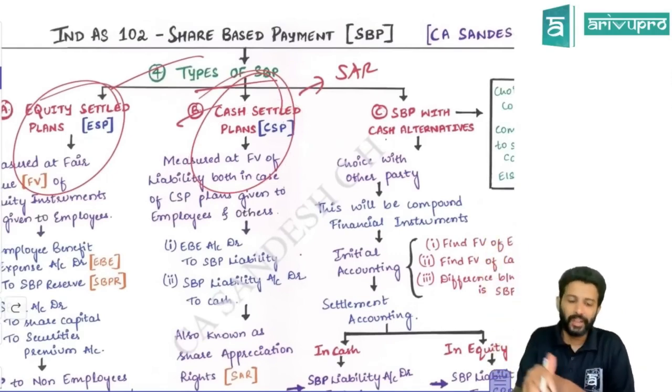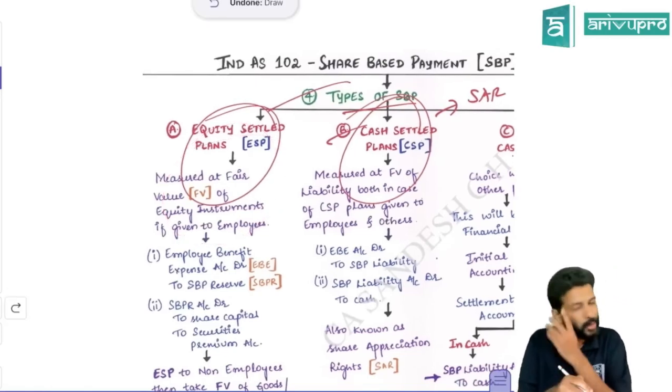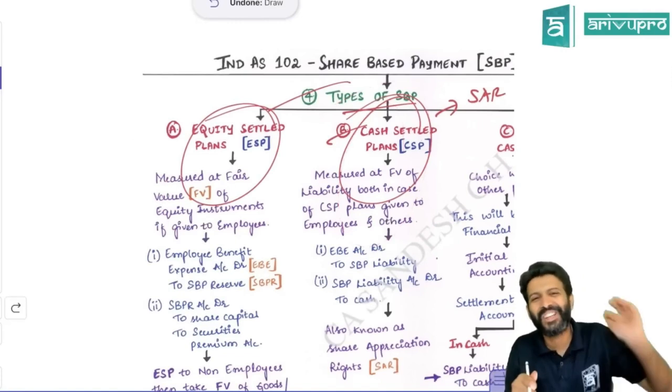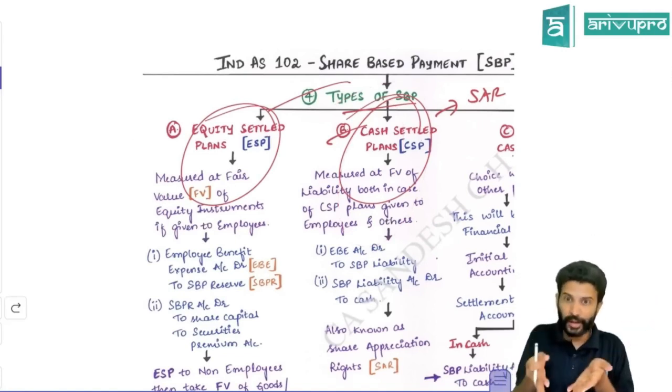So you can't book a reserve. In the previous case, you booked it as SBPR because the company was issuing shares. Here the company has to pay cash. They have a contractual obligation to pay cash. So you'll have to book it as share based payment liability. So it's a financial liability.